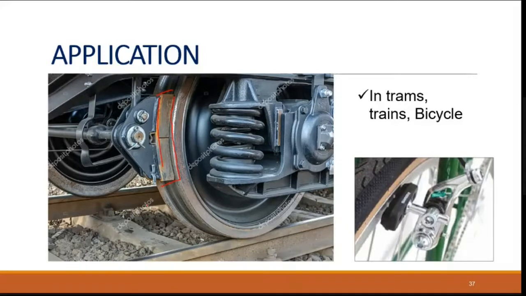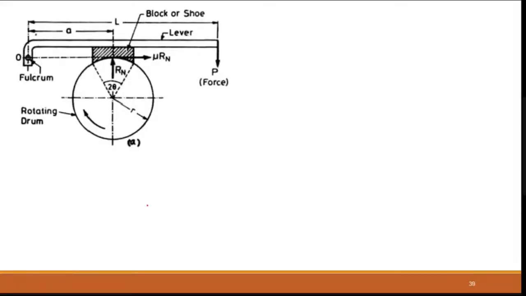Let us derive a formula related to these brakes. First we'll discuss this fully, we'll solve some problems, then go on to the next brakes. Let me consider this is my brake, as I showed previously. Here you can see this is the center point, which is fixed. Your lever is fixed on this point, and this point coincides with your friction force. Whatever force I am discussing here is for the lever.